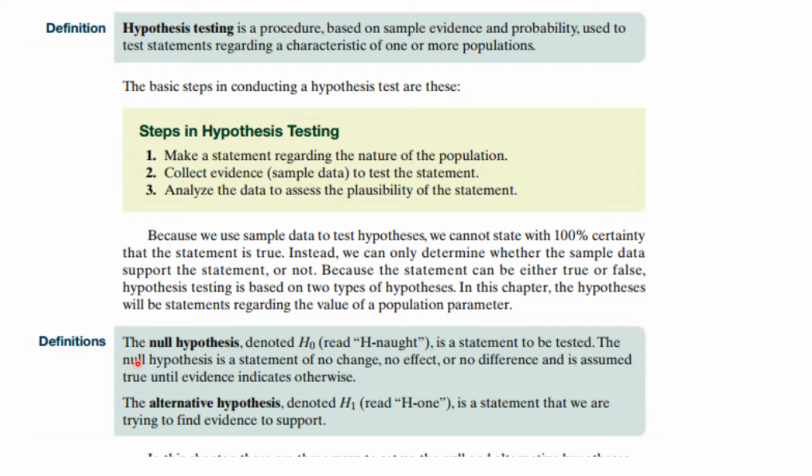So the null hypothesis, denoted H naught, is a statement to be tested. The null hypothesis is a statement of no change, no effect, or no difference, and assumed true until evidence dictates otherwise. This always contains the condition of equality. The alternative hypothesis, denoted H1, is a statement that we're trying to find evidence to support. So we build null hypothesis and alternative hypothesis. If one of them is true, the other one is false, and vice versa. They're alternative states of nature.